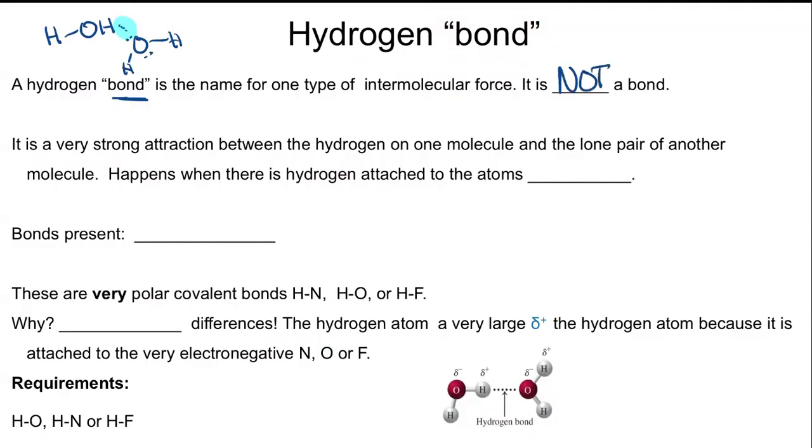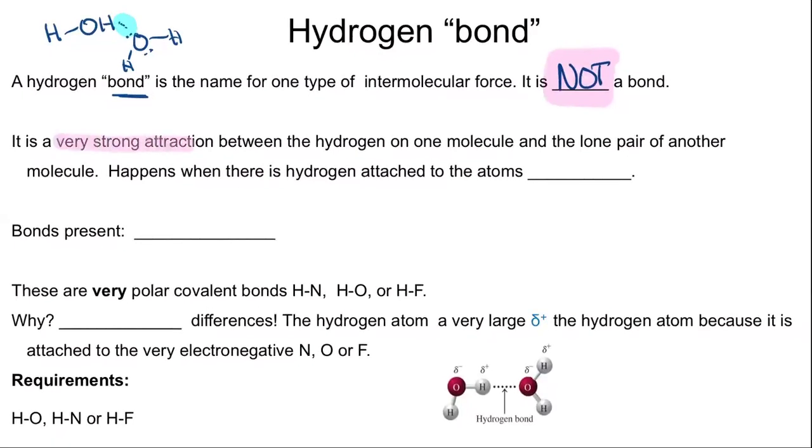It's out of my pay grade. Nothing I can do about it. Hydrogen bond is not a bond. It's a very strong attraction between hydrogen on one molecule and a lone pair on another. Now, for us to have specifically a hydrogen bond, for me to have this attraction, the hydrogen has to be attached to the very electronegative.